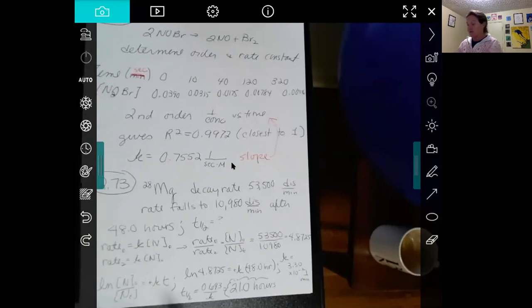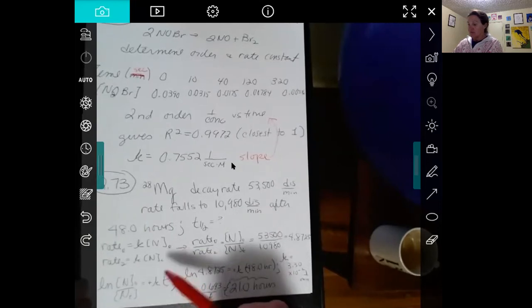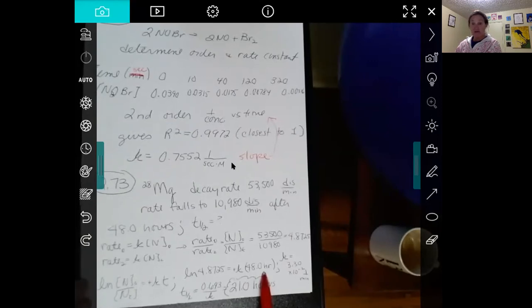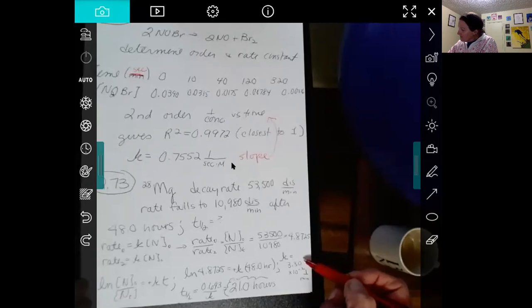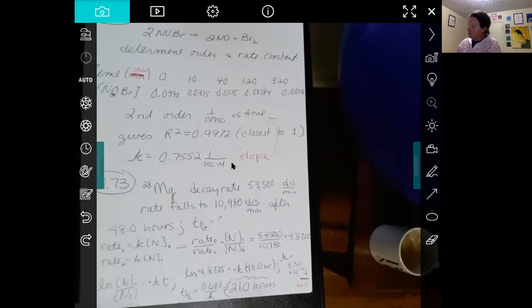Now because I know it's first order, I can use the natural log equation. The natural log of the ratio of those concentrations is equal to K times T. So I can put in 4.8725 for the ratio of the concentrations, put in the 48 hours and solve for K. Where did I put 1 over minutes? That K should be 1 over hours because I'm working in hours. So 3.30 times 10 to the minus 2, 1 over hours, is the rate constant.